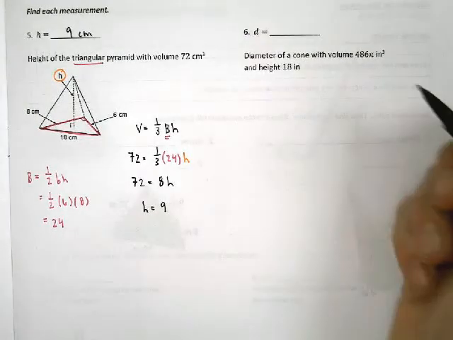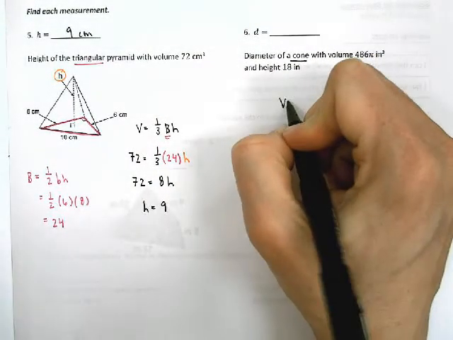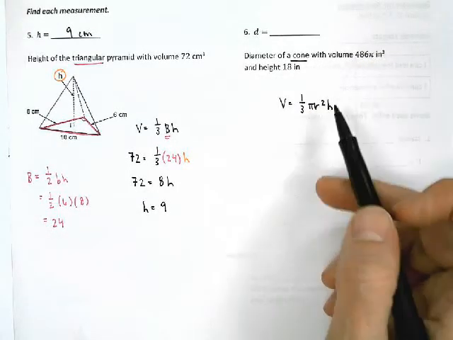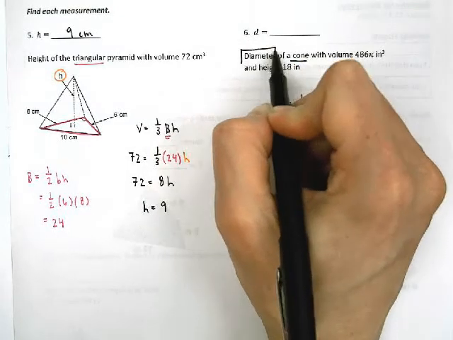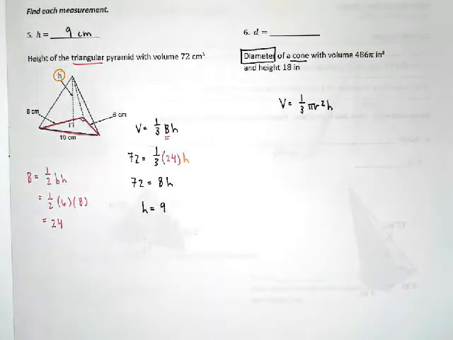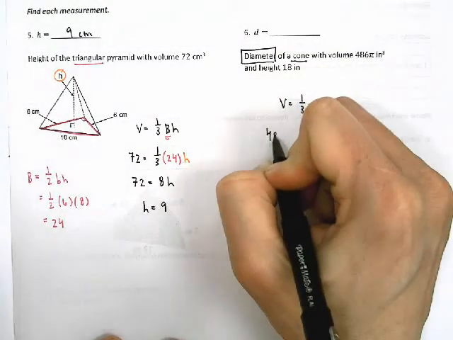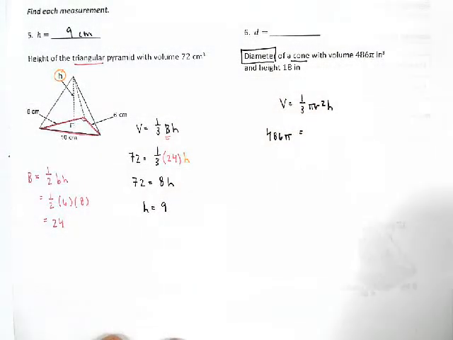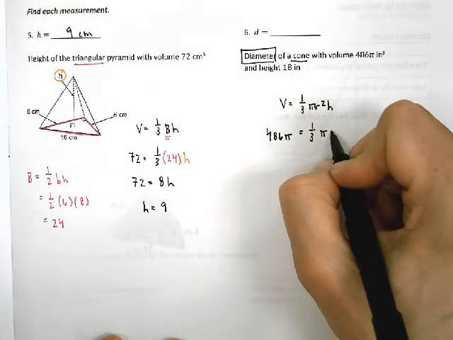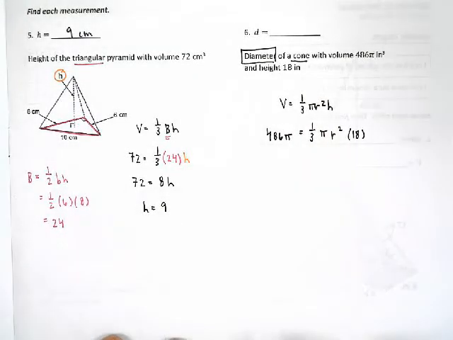Okay, so one last problem for today. Now we want the diameter of a cone. So for a cone, I know my volume is 1/3 pi r squared times h. Now the only thing we have to be careful of here is that they're asking for the diameter. Obviously when we solve, we're going to get the radius, so we just need to remember to multiply that by 2. So the volume here is 486 pi, which is equal to 1/3 times pi times, we don't know our radius, so that's going to stay, and my height is 18.